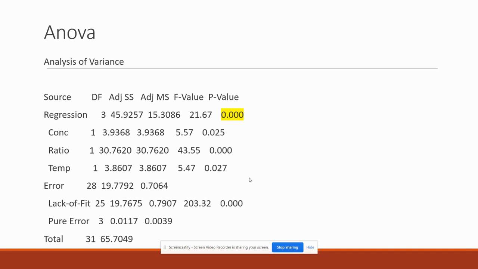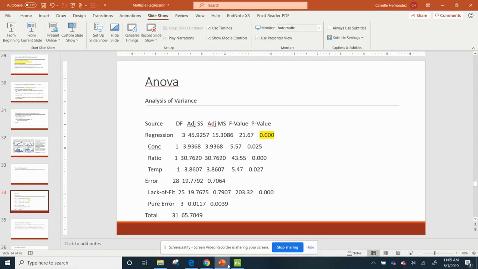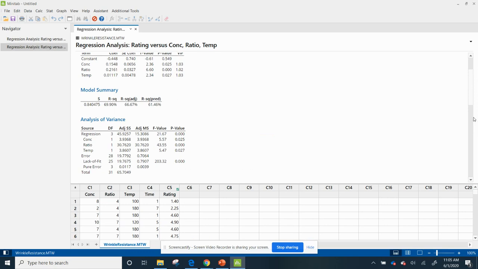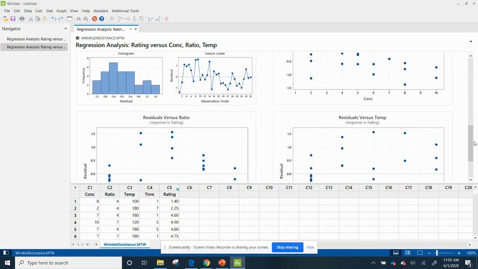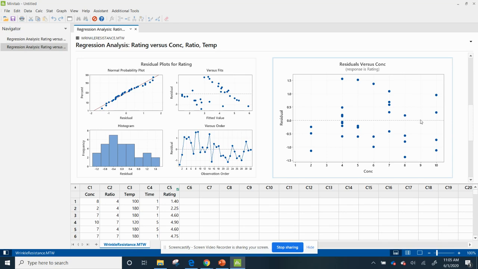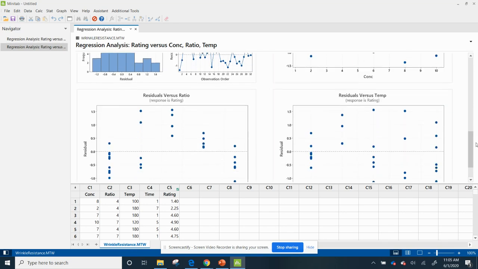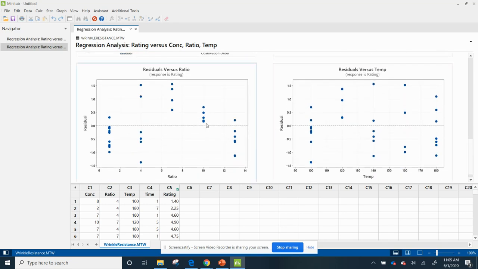So let's look at our residual plots. I didn't put them in here, but let's look at them real fast. So here it is for concentration. Looks basically the same. Same for ratio. I still have that curve, but I'm not going to worry about it. And then temperature looks pretty scattered.